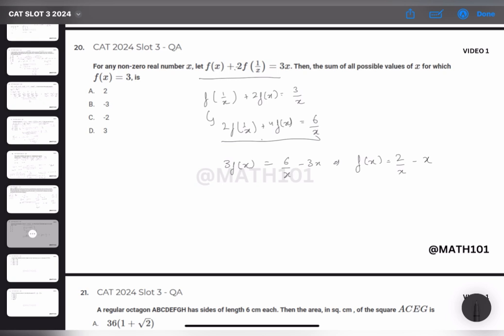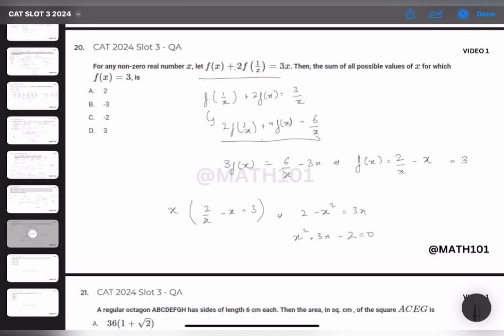And we want this to be equal to 3. So 2 by x minus x equals 3. Multiplying by x on both sides, we get 2 minus x square equals 3x. So x square plus 3x minus 2 equals 0.